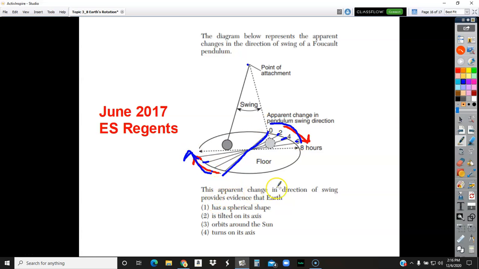And then it just says, this apparent change in direction is evidence, again, that the Earth is rotating or turning. So in this case, they didn't use the word rotation, but they gave a definition of rotate, right? Turns on its axis. So I'd go with choice 4 on that one.